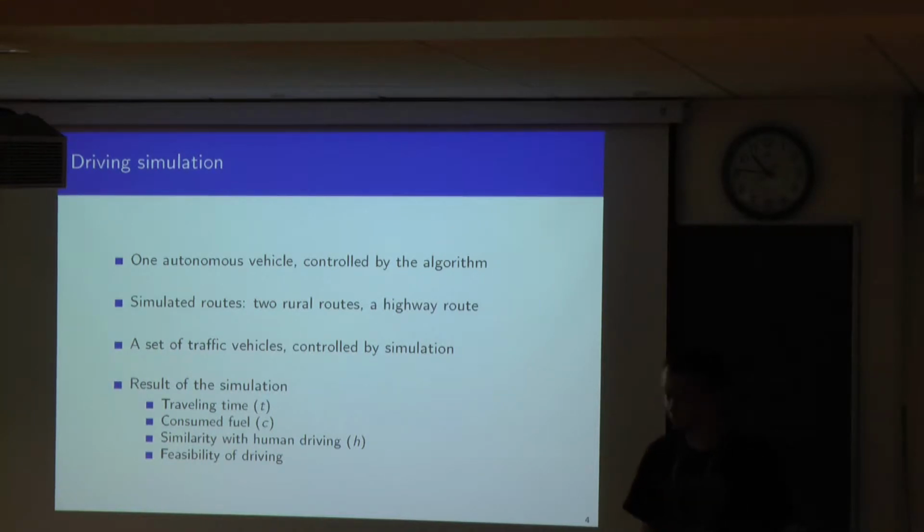In our driving simulation, we have one autonomous vehicle that is controlled by the algorithm and other vehicles, the so-called traffic vehicles, that are controlled by the simulation. We also simulated 3 routes. 2 of them were rural and 1 was a highway route. And at the end of the simulation, we get the traveling time, the fuel that was consumed on these routes, and the similarity with human driving.